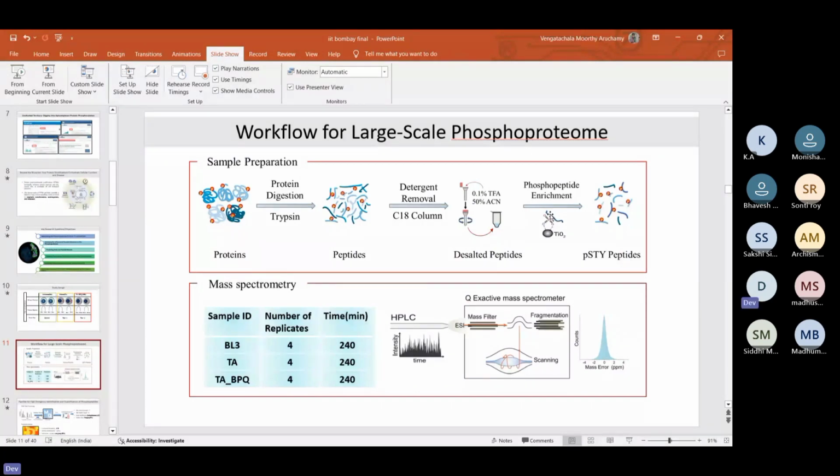Then this is the basic of mass spectrometry. The four samples went for a 240 minute run, and we used the Q Exactive mass spectrometer to capture our data.